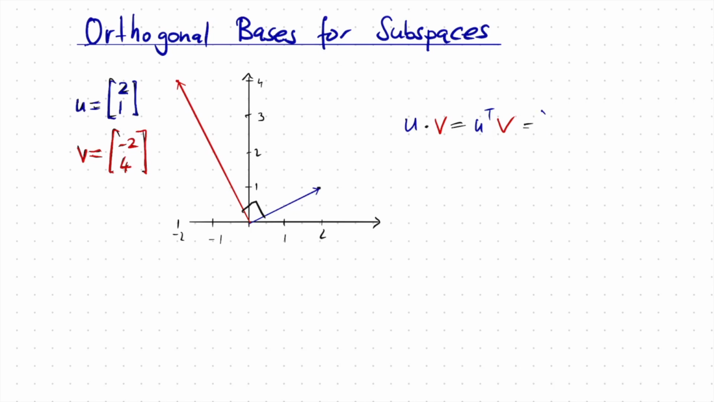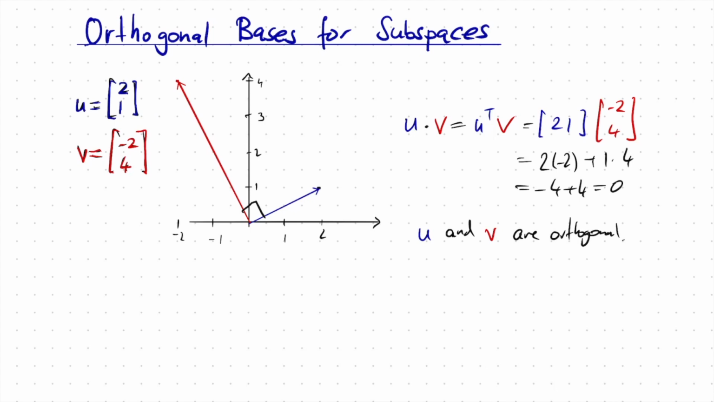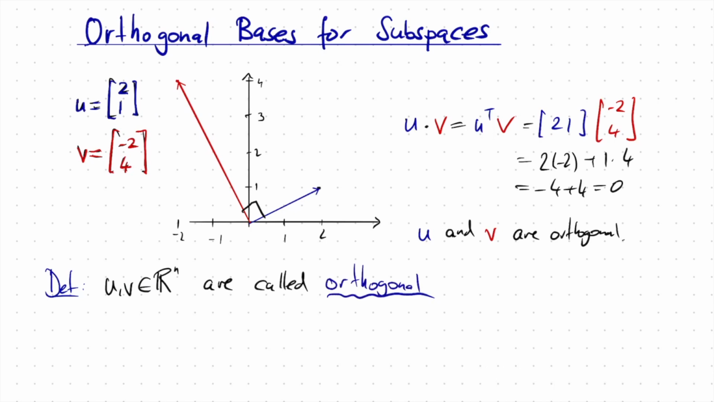Okay? So the transpose of u is the row vector (2, 1) and v is the column vector (-2, 4). And the result is 2 times -2 plus 1 times 4. That's indeed 0, right? Okay. So we call u and v orthogonal. Let's write this down as a definition. So in general, two vectors u and v in Rn are called orthogonal if the dot product is 0, that is, if u transpose multiplied with v is 0.